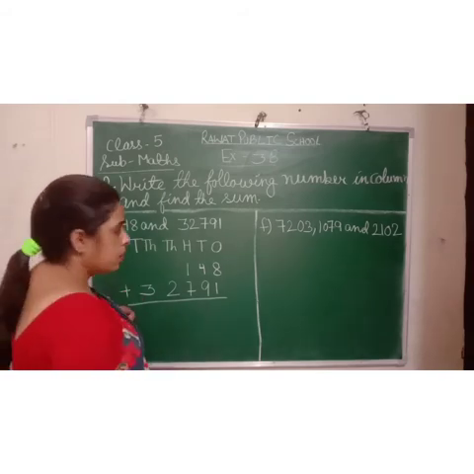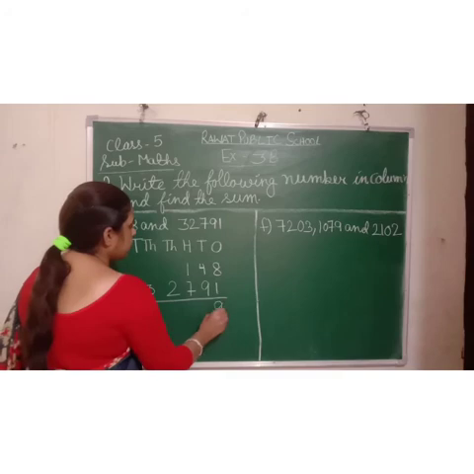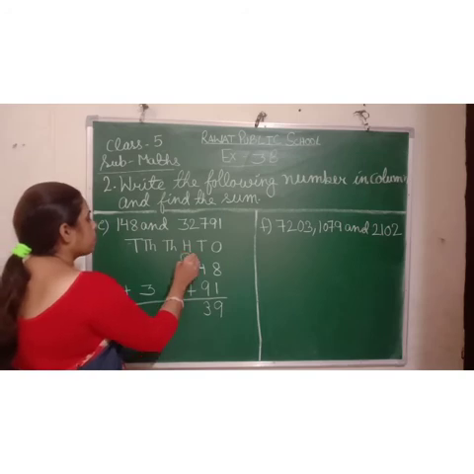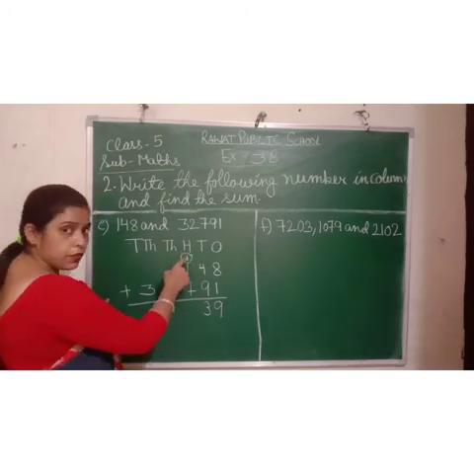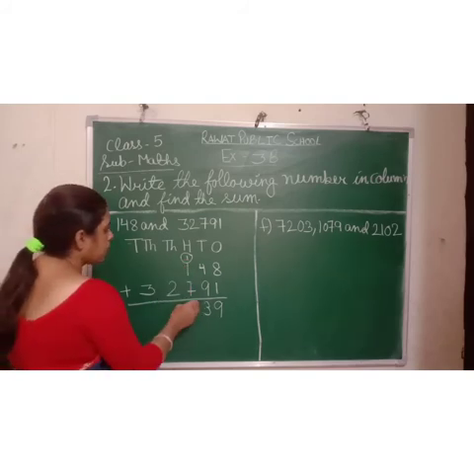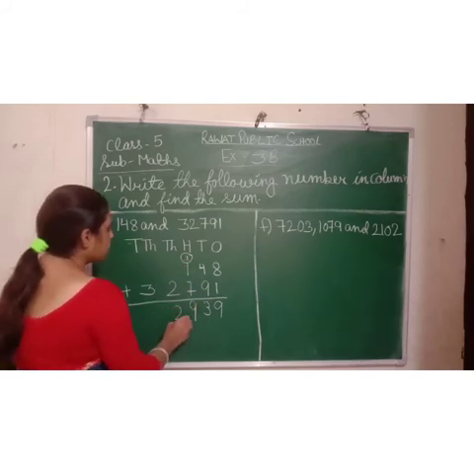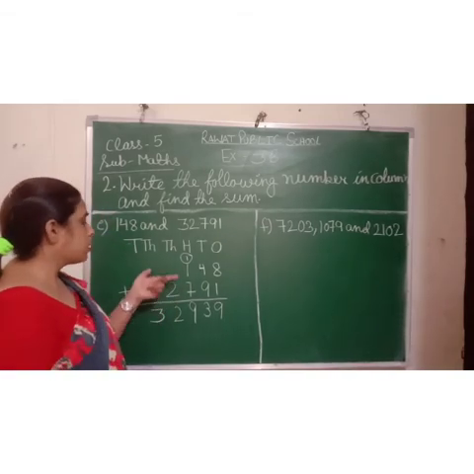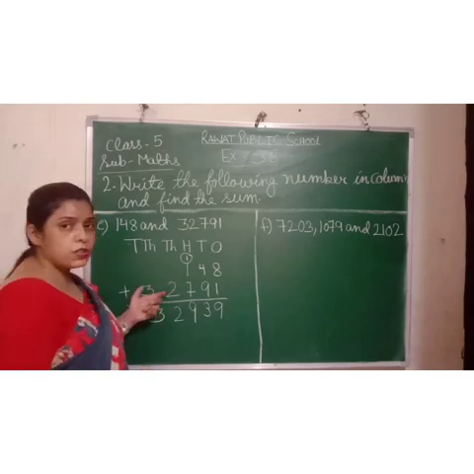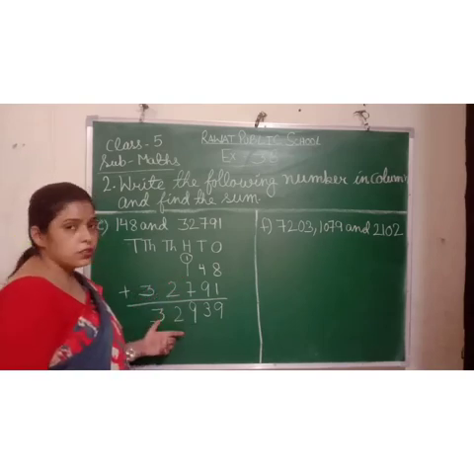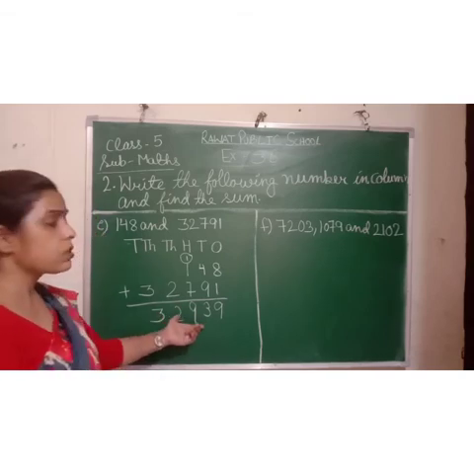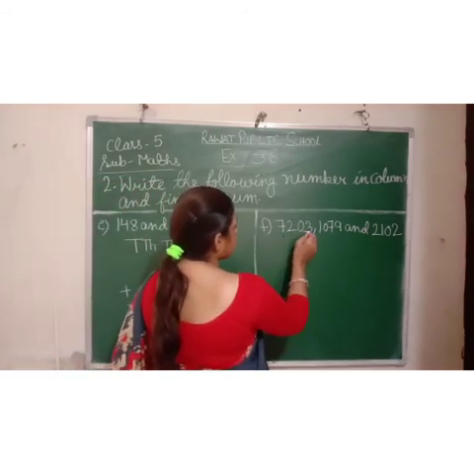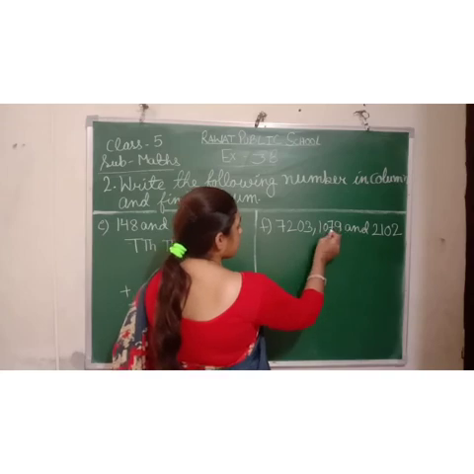Now find out the sum. 8 and 1 is 9, 9 and 4 is 13. 1 will be carried forward to the next. Now 7 and 1 and 1, 7 and 1 is 8 and 1 is 9. 2 is only here and 3 is only here. Why? Because there is no other number above these 2 digits. So we'll write down here only 32. So the sum will be 32,939.